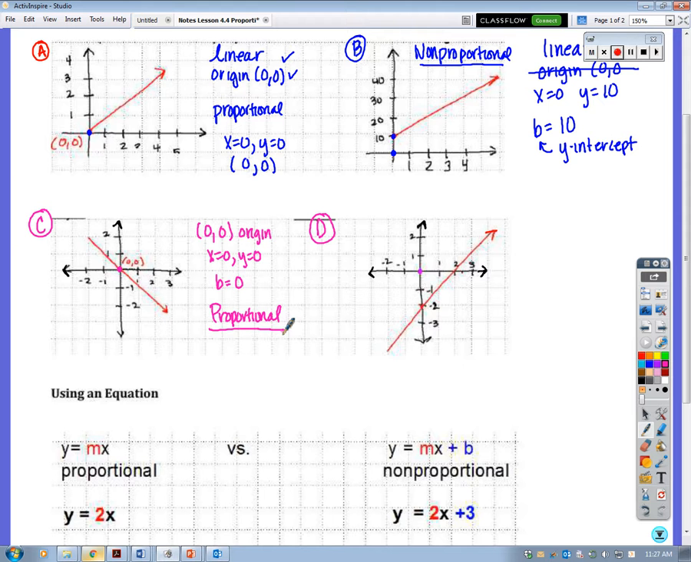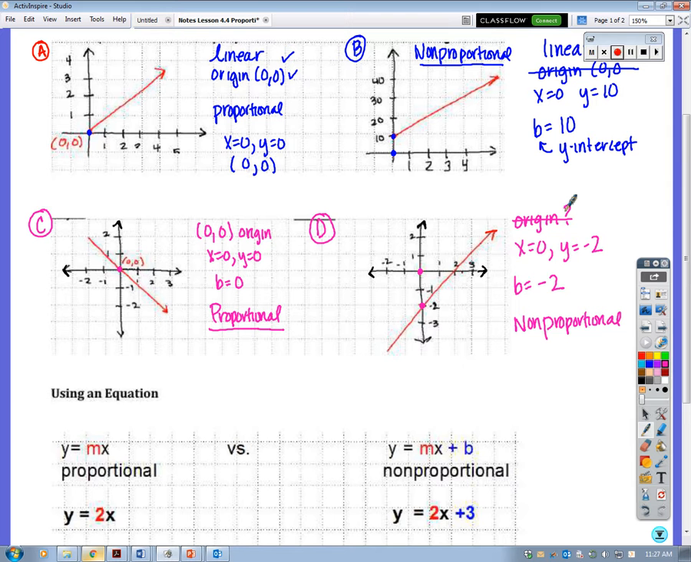And we're going to go over here and check graph D. So it is linear, it does have a straight line. And then we're going to check, does it cross the origin? No, it does not. Nope. So then we're going to look at where it does cross the y-axis, and that is at -2. So when x is 0, y is -2, which means b equals -2. So this is non-proportional.